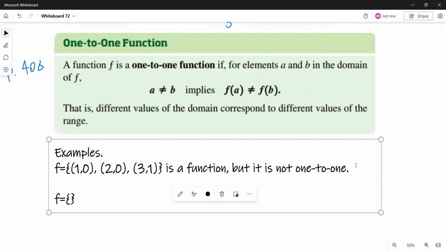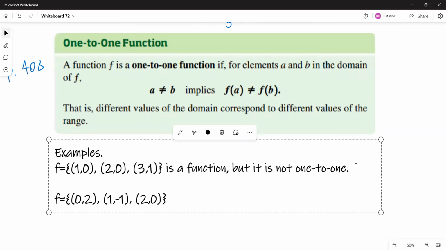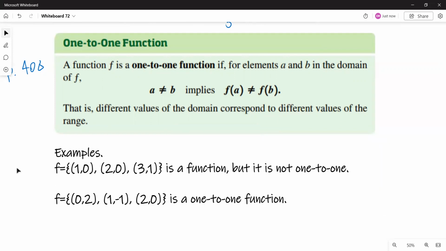And the relation 0, 2, 1, negative 1, and 2, 0. Now that relation is a one-to-one function. You have different x and y values, so no y value is repeated.